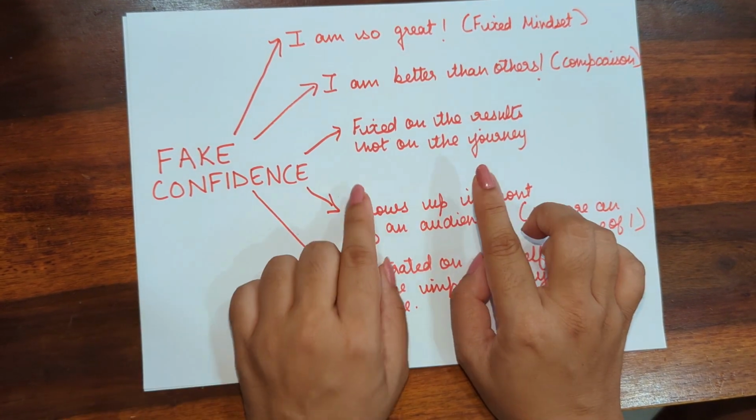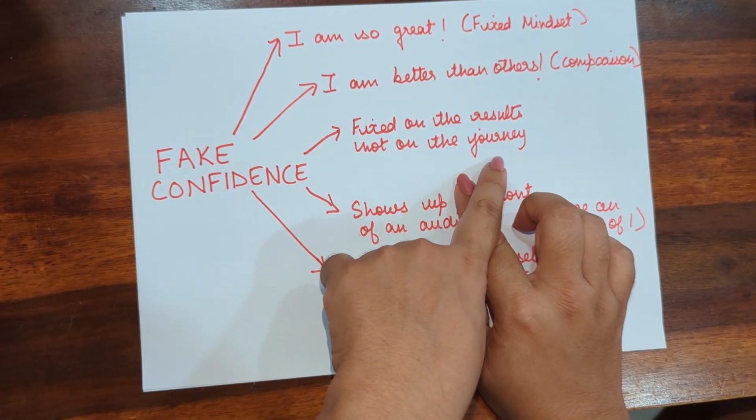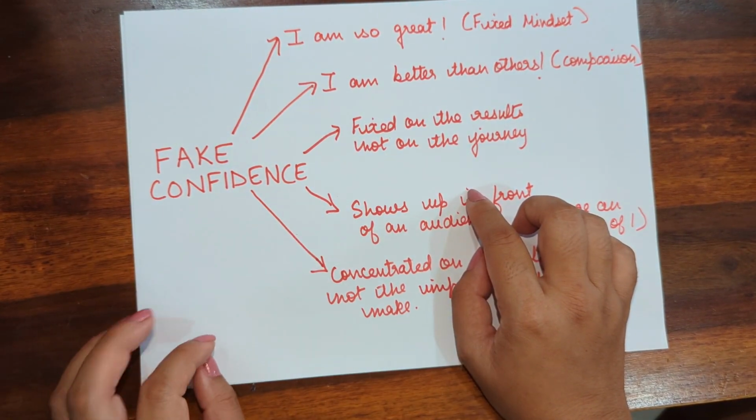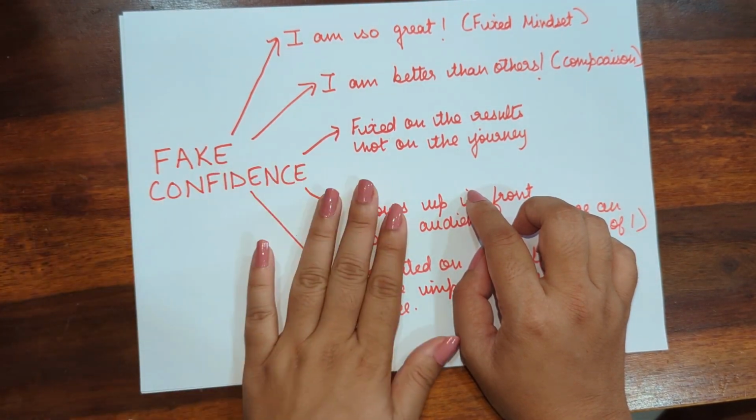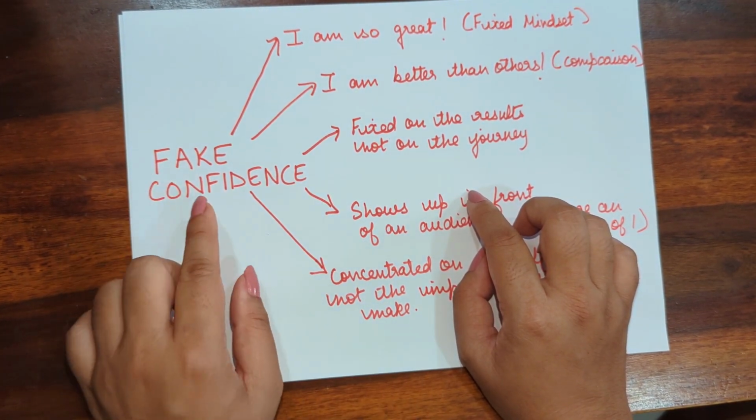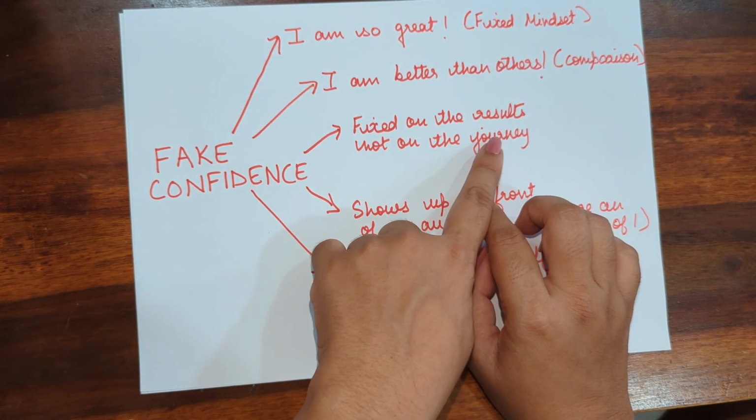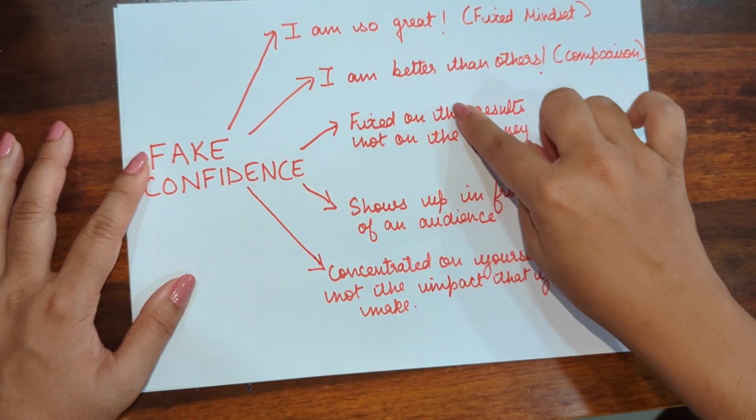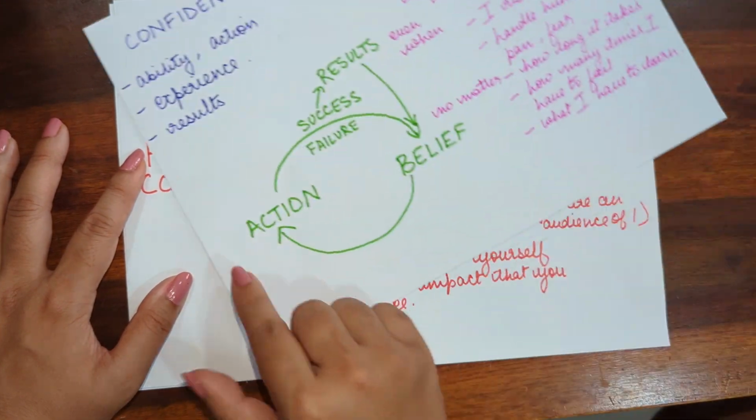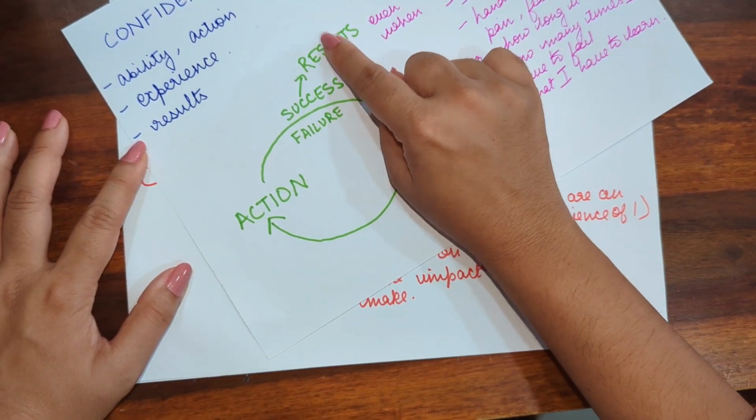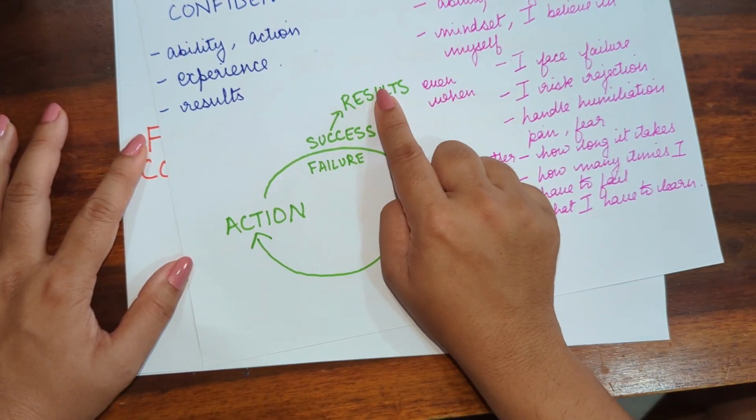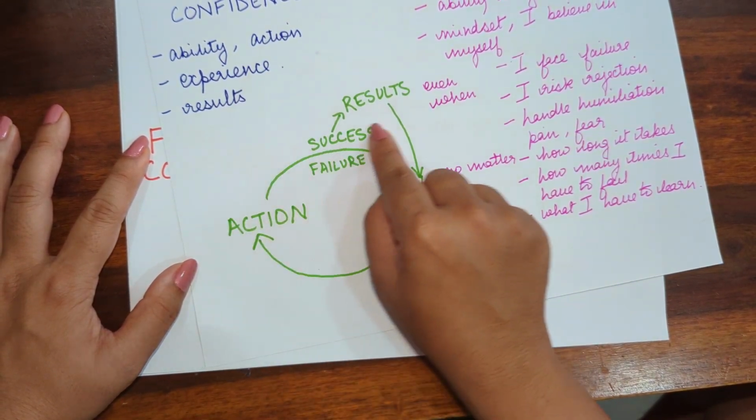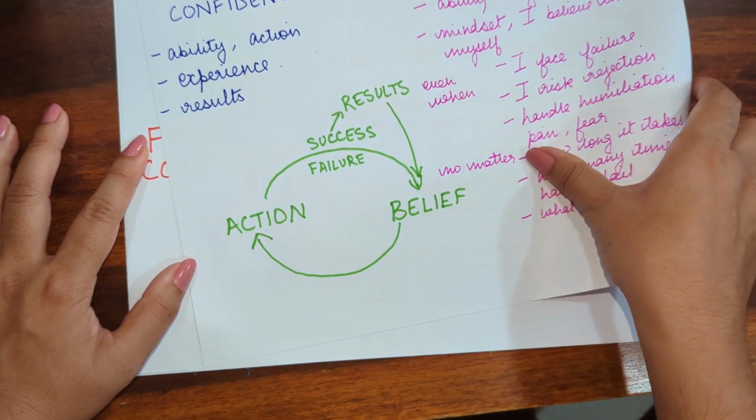The next thing is, you are fixed on the results and not on the journey. So you are continuously thinking of all the results that you are creating. I need so much money, I need so many clients, this is what should happen for me to have confidence. You are continuously fixed on the results, but you are not fixed on the journey, this entire belief-action journey that we spoke about. You are only concentrating on this part in fake confidence, but true self-confidence believes in the belief and action cycle, not only in the results, right?